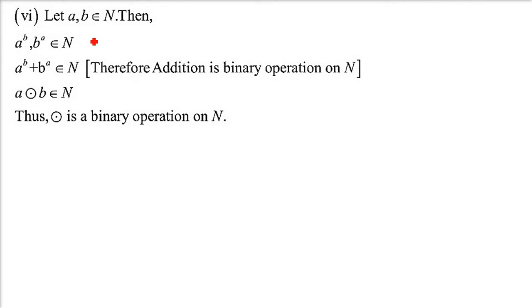Now the next part: the symbol is somewhat different, which is a circle with a dot inside it. So this is a symbol, and this is on N. N is the natural numbers. And this is defined by A operation B is equal to A to the power B plus B to the power A, for all A and B belonging to the natural numbers.